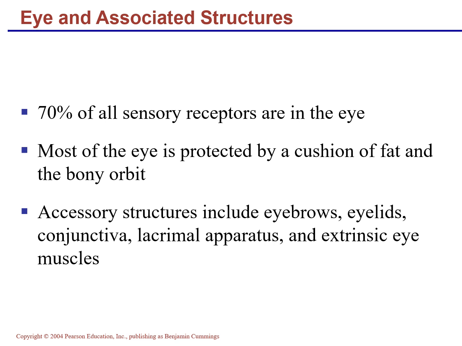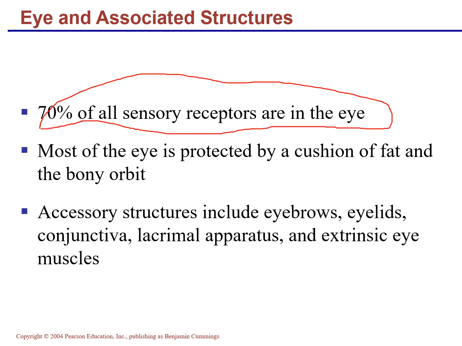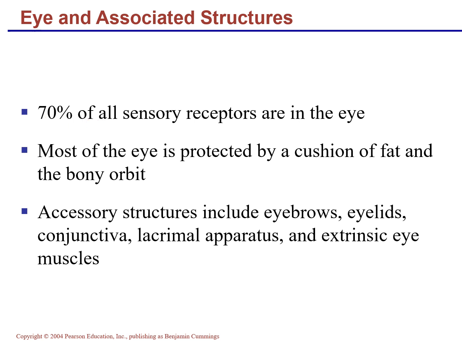Our most complex sensory structure is the eye and all of its associated structures. So 70% of all sensory receptors are in the eye. The eye is very evolutionarily complex. It started super rudimentary, and then through evolution became a very, very integral part of higher organisms.